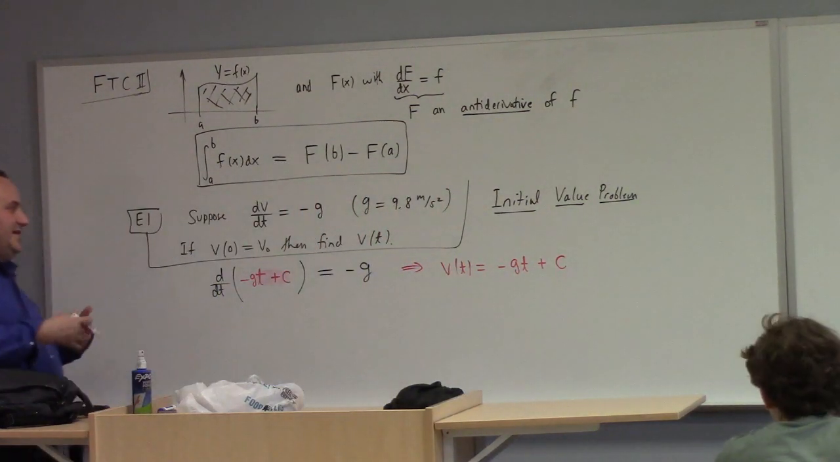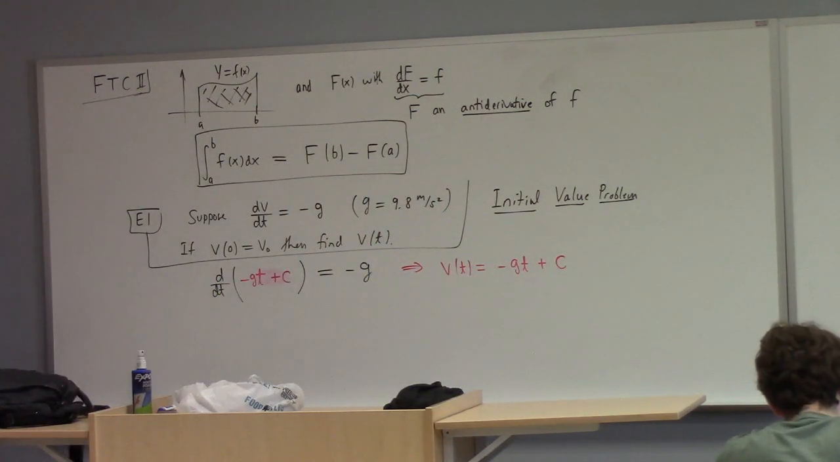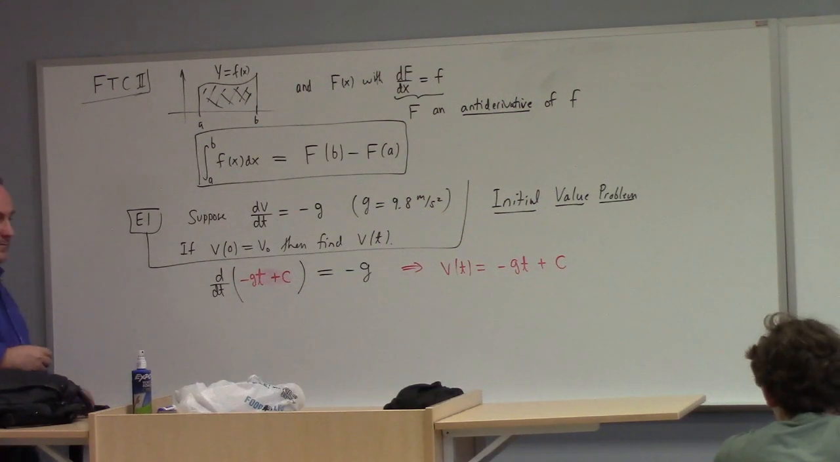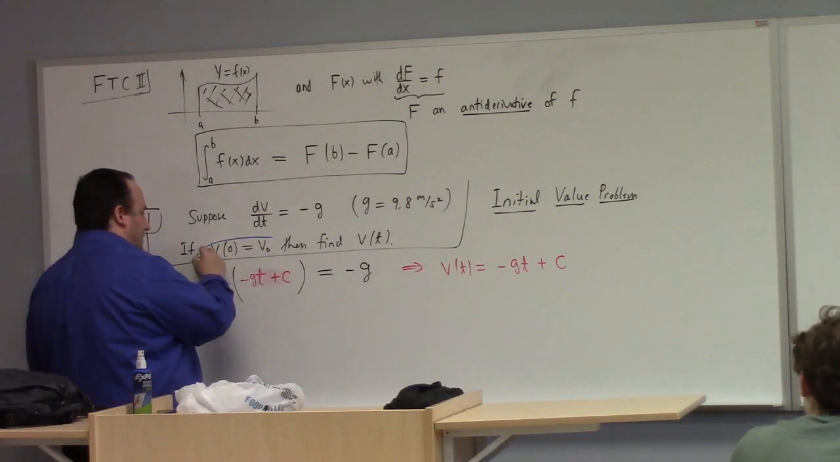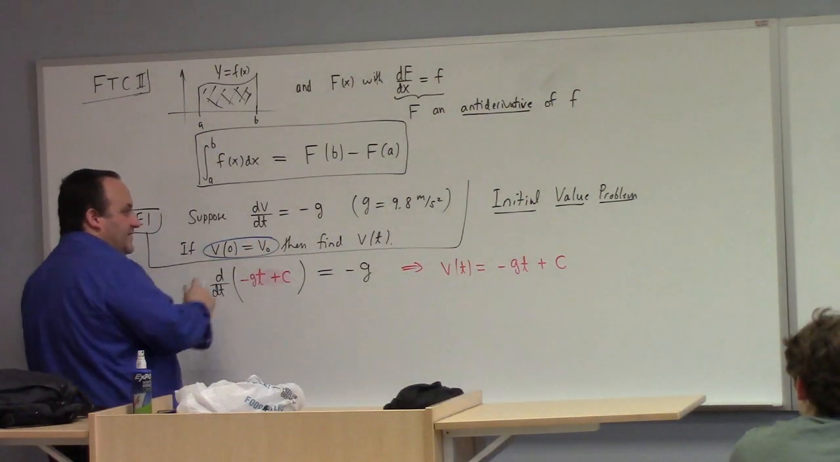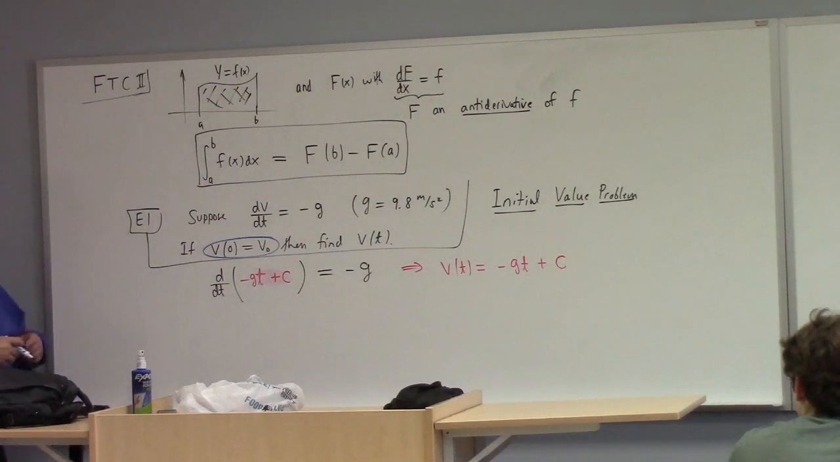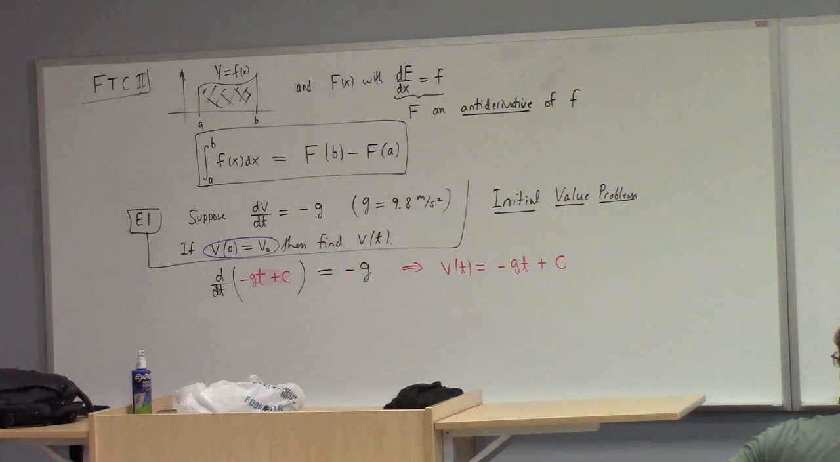And if I didn't have any other data about the problem, that would be as far as I could go. But what else do I know? Well, I also know that the velocity at time 0 is given to be v sub naught. This is the usual notation we use in physics. We just call v sub naught the velocity at time 0. Just a typical label. So let's plug that in.